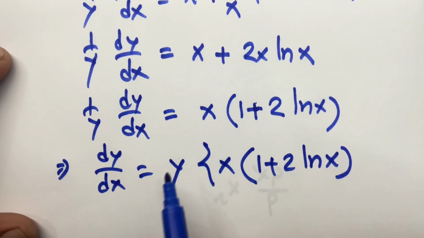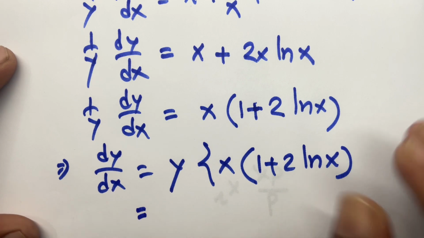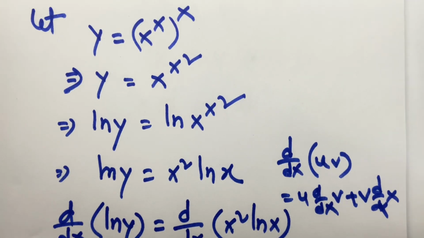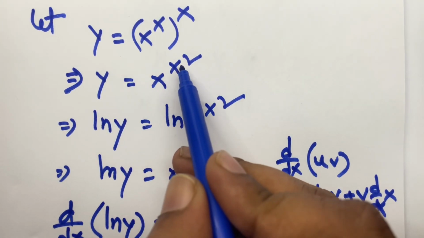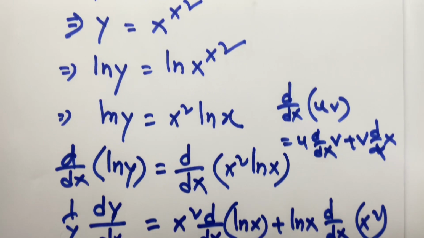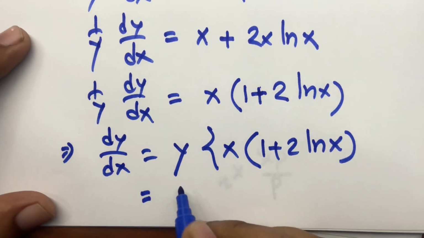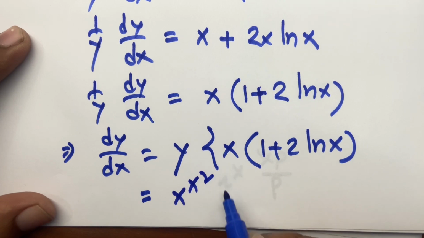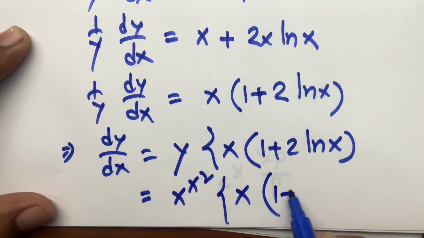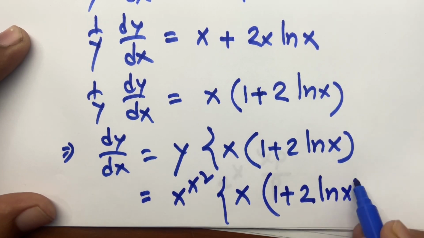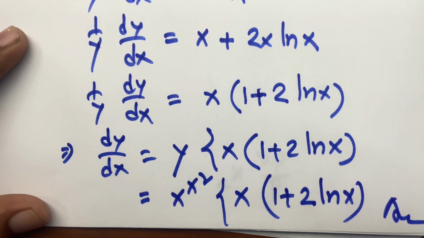Now if I put the value of y, we know that y equal to x to the power x squared. I put this value in this line. This time I can say x to the power x squared, times x times 1 plus 2 ln x. This is the answer.